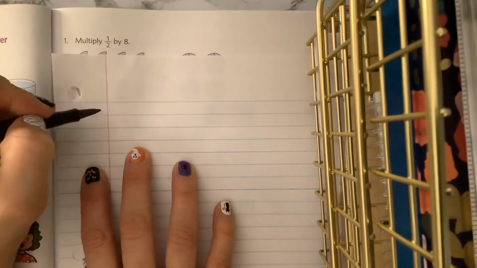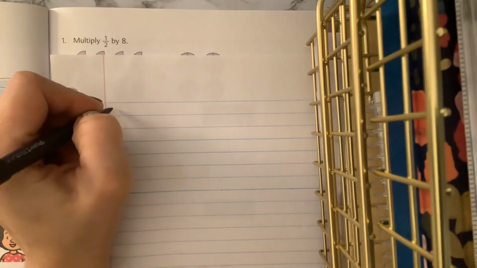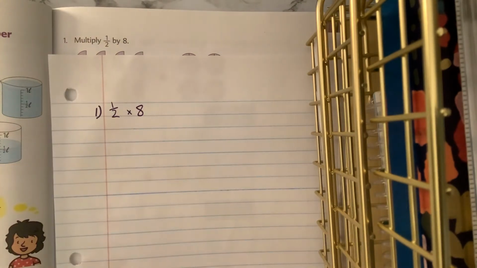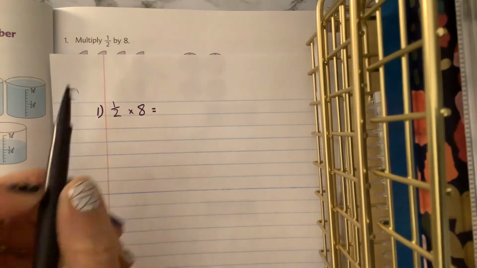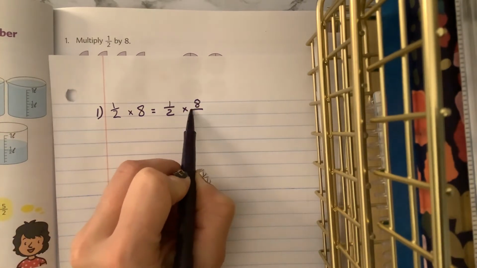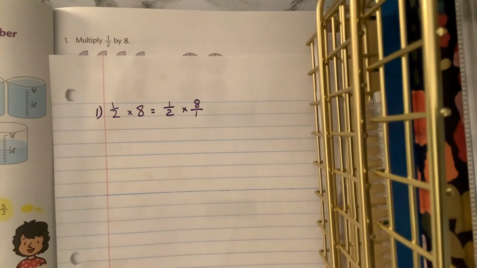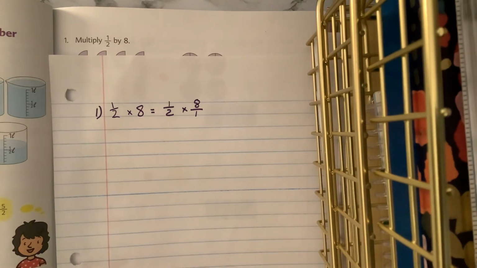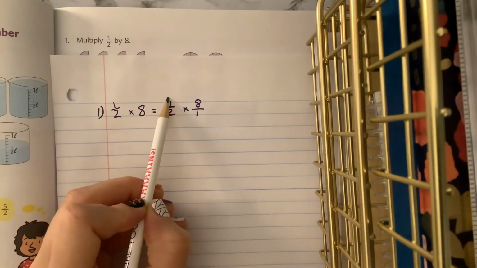Okay. Multiply 1/2 by 8. Okay, 1/2 by 8. So step 1 tells us to express the whole number as a fraction over 1. In other words, 1/2 stays the same. 8, we're going to write as 8 over 1. Remember, it's 8 wholes.